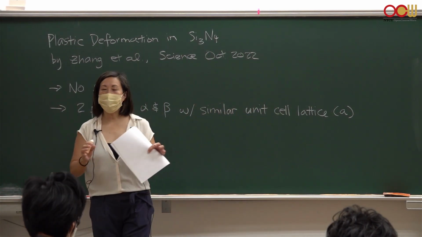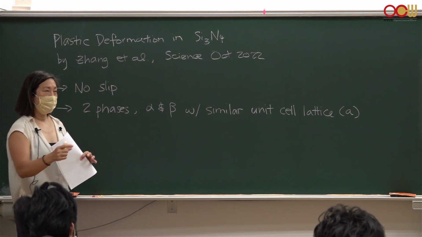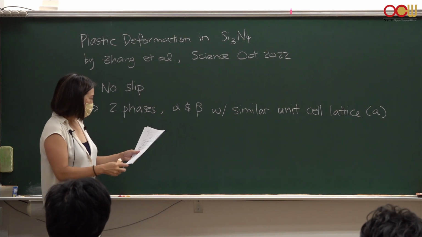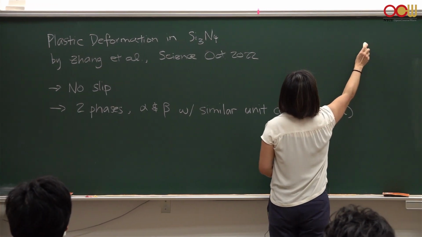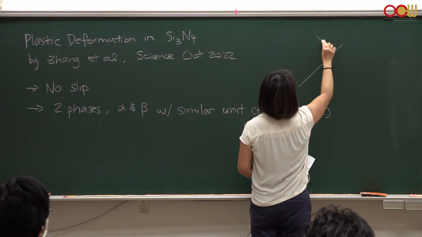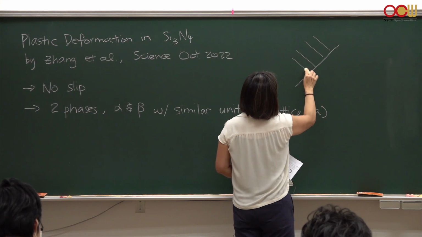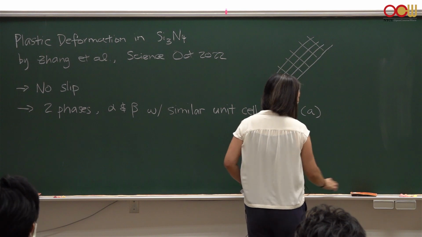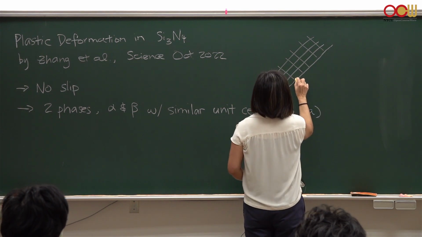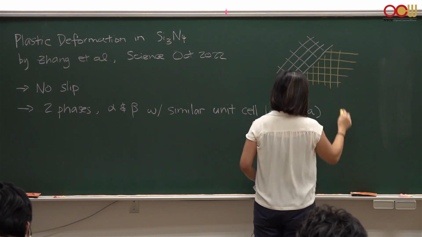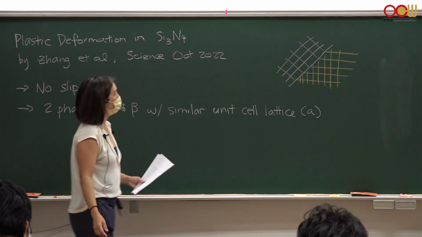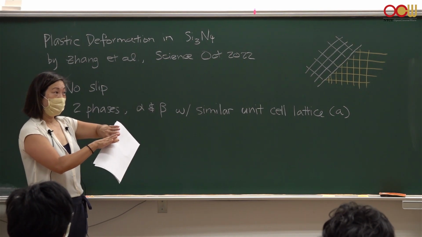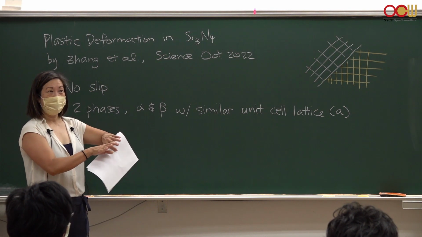So the size of the unit cell is similar. The atomic lattice between the atoms are similar. So you can have, let's say, a boundary where you have one kind of crystal structure and a boundary with a different crystal structure. This is just for example. Okay? But the edges of those crystal structures will line up because they have similar atomic lattice.